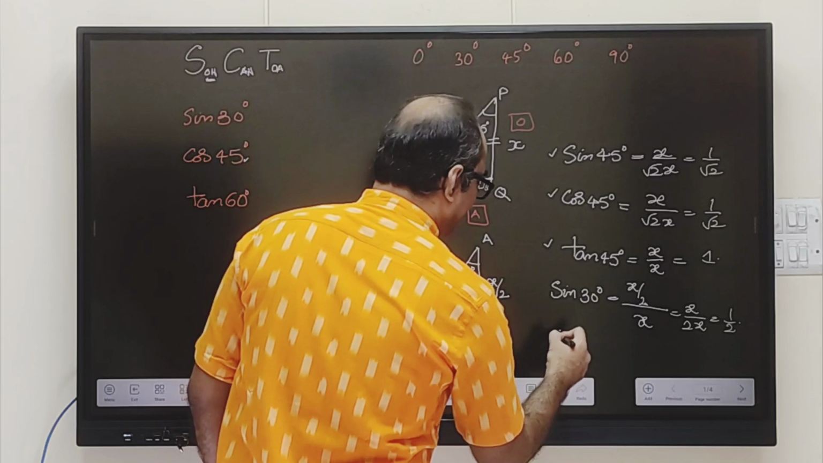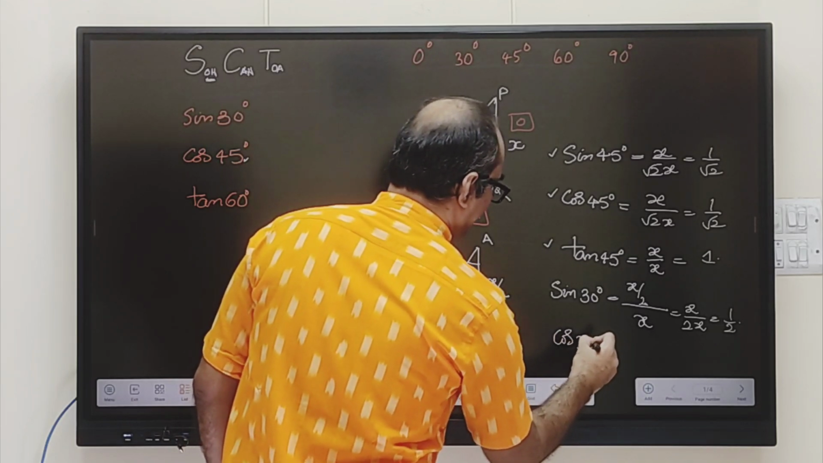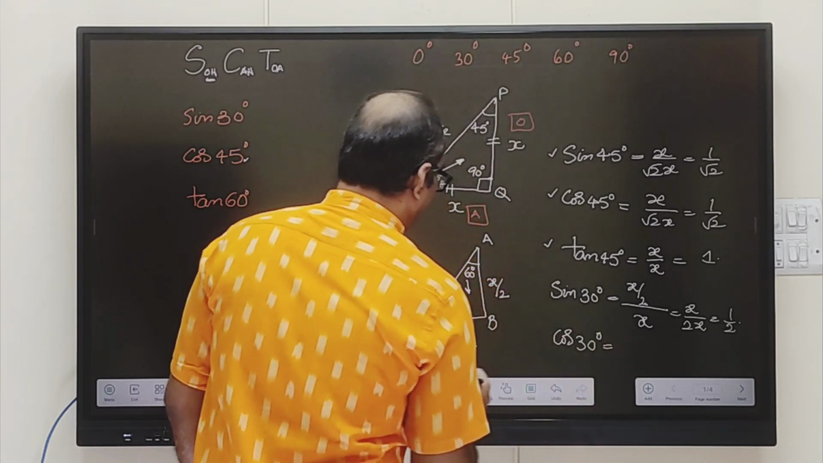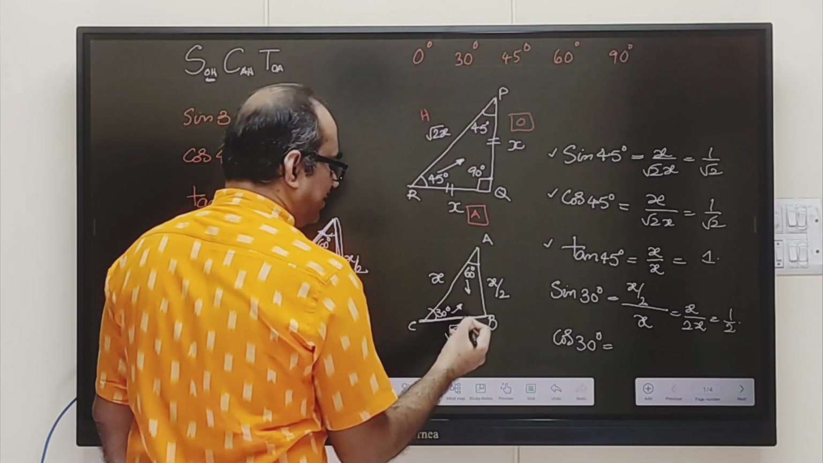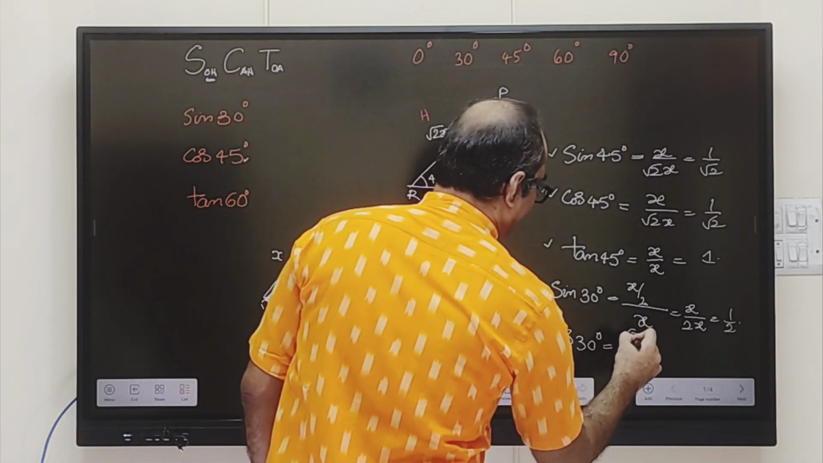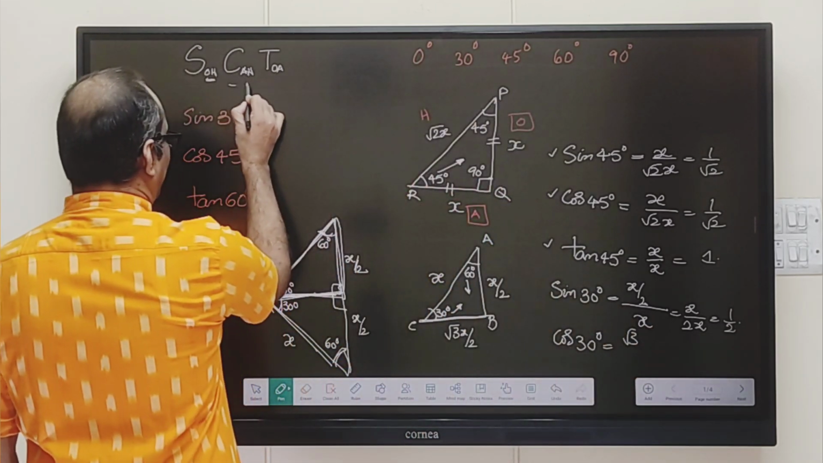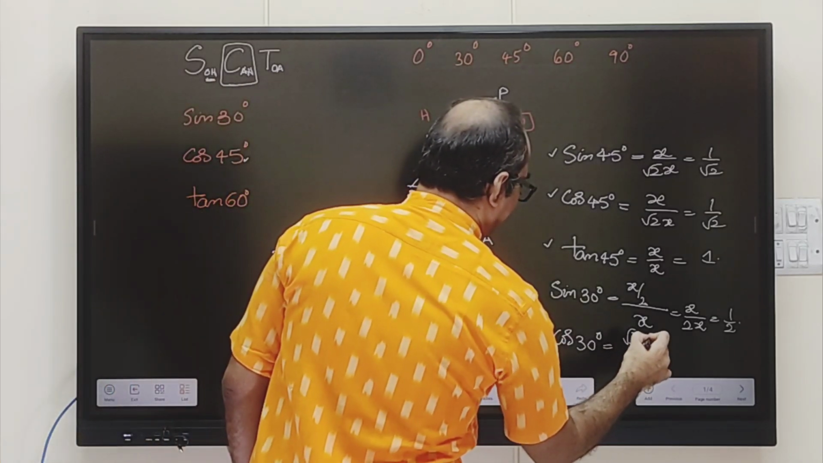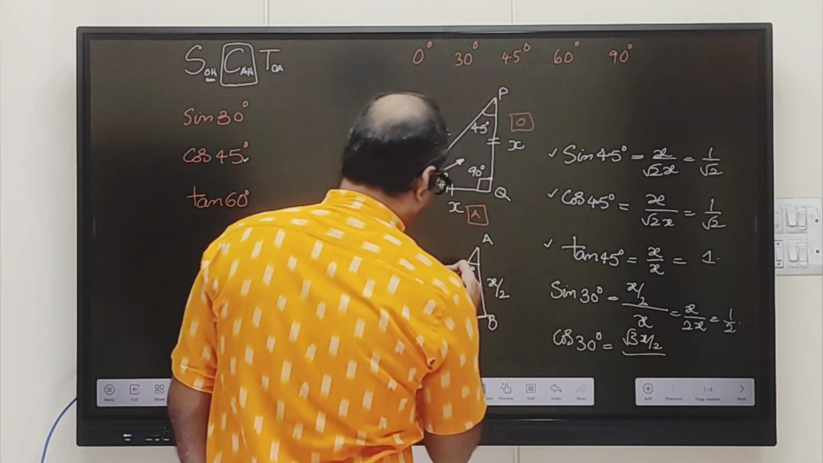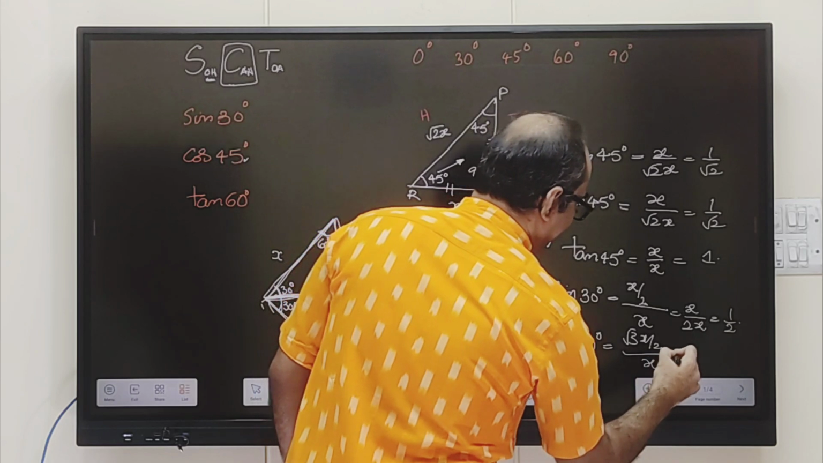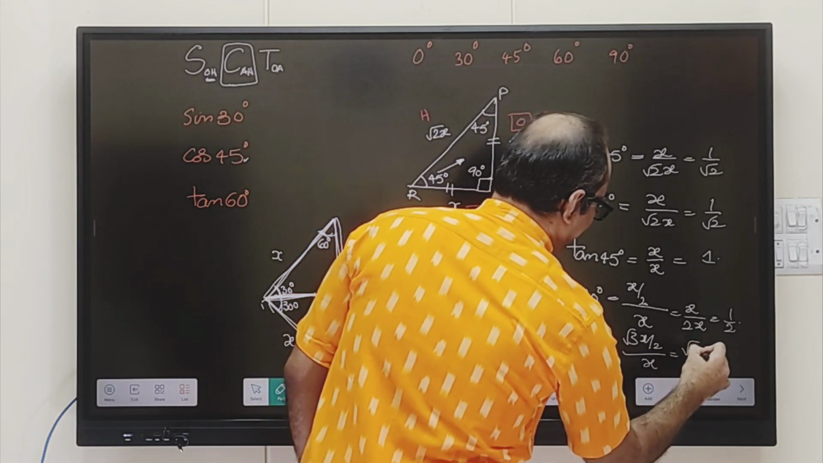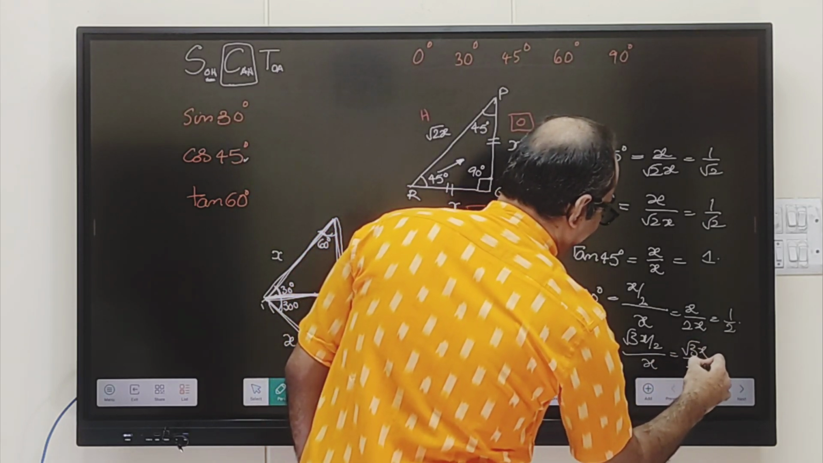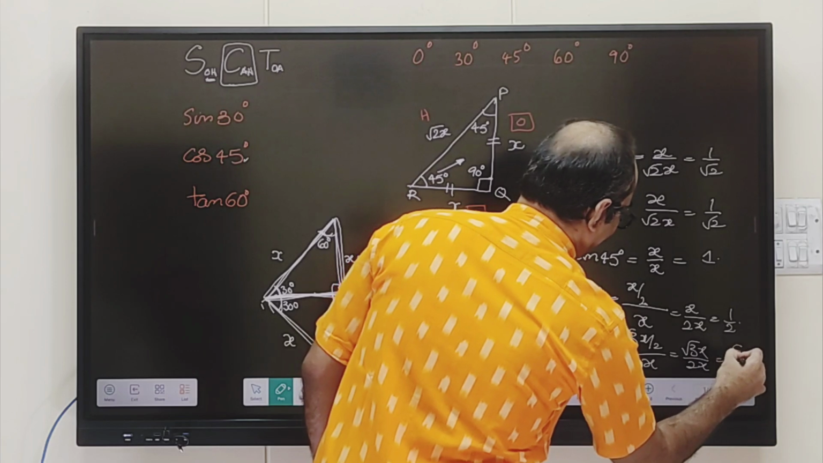Similarly, we can find out what is cos 30. So cos 30 will be from 30 degrees, our adjacent side is root 3x by 2. Because what is the cos formula? Cos is adjacent by hypotenuse. So I am looking from here. My adjacent is root 3x by 2 and the hypotenuse is x. When you cancel it, you get root 3x by 2x. x and x will cancel. You get root 3 by 2.